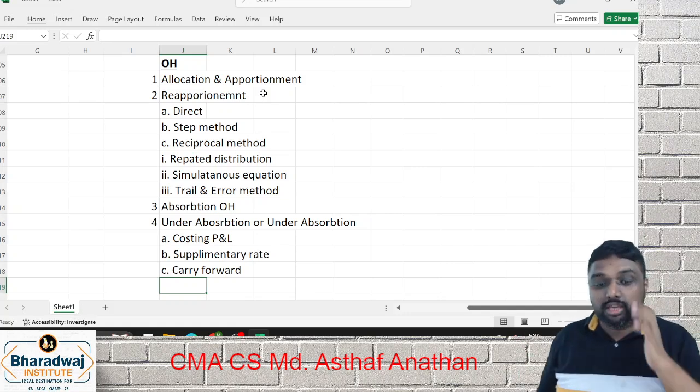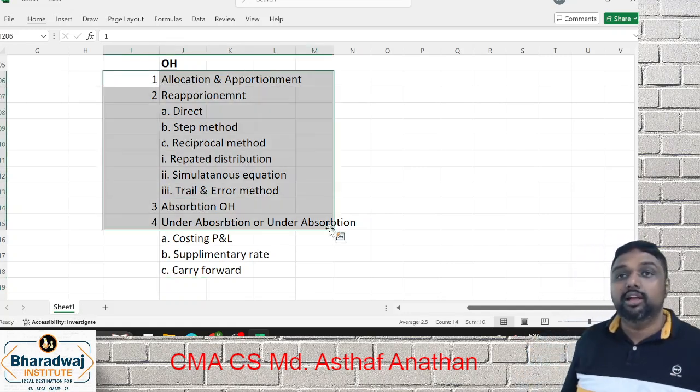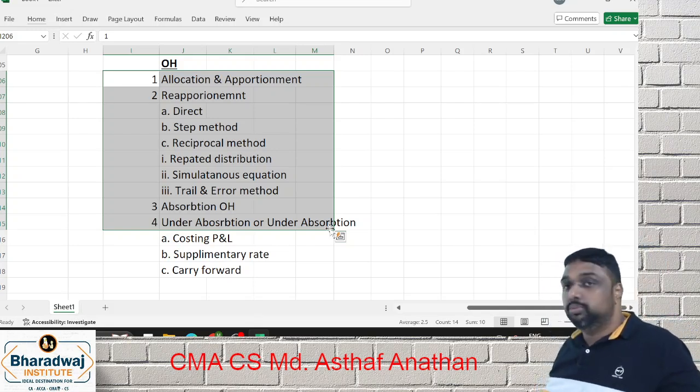So what is our approach? We'll do one consolidated question which will cover all these areas, so that you will be able to get a revision of all. Are you clear? That is our approach.